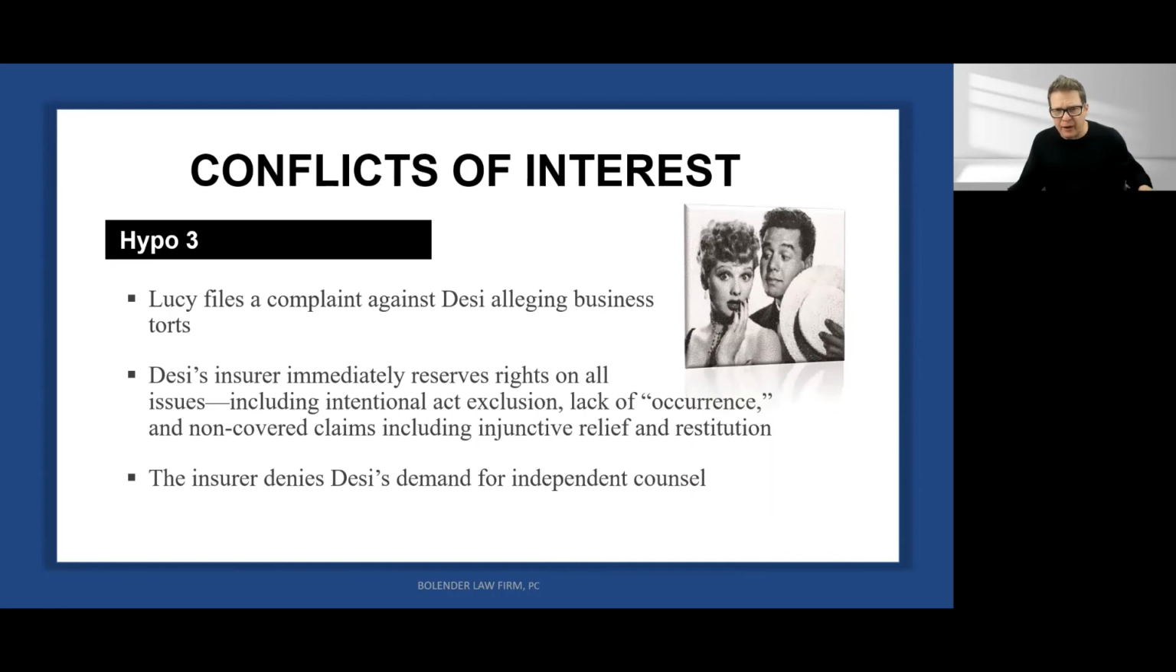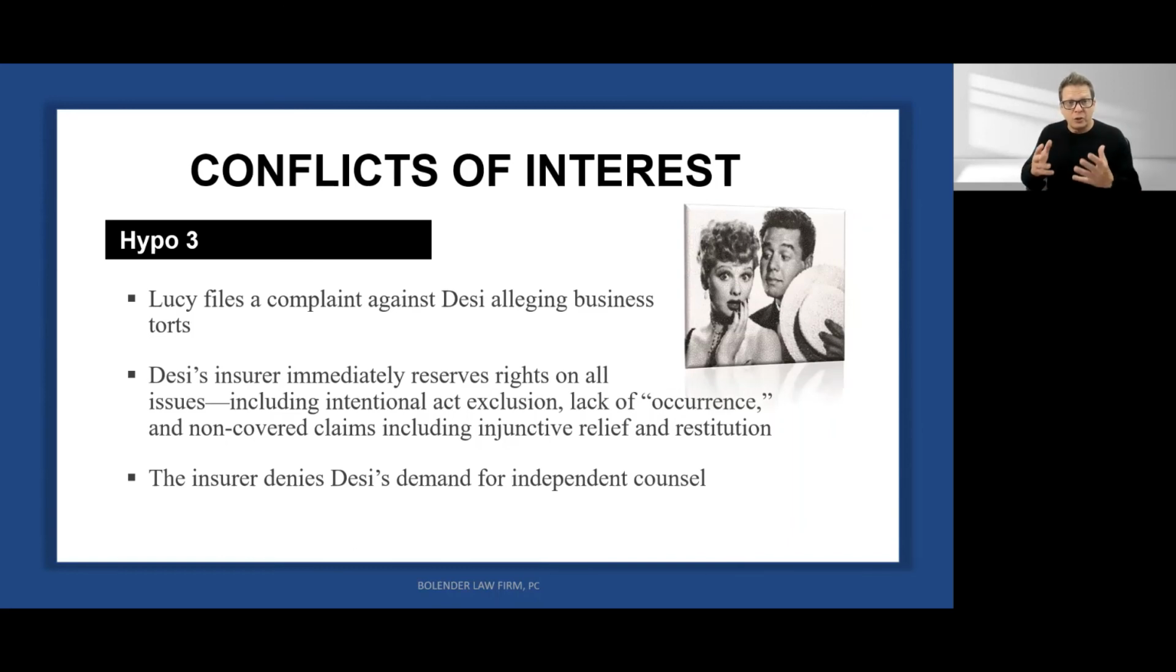Now let's go over a hypothetical here. In hypothetical 3, Lucy has filed a complaint against Desi alleging a variety of business torts. And Desi's insurance company agrees to defend and reserves rights on all issues. And by all issues, that would include any kind of intentional act exclusions and other types of coverage issues that would traditionally be a steerable issue.